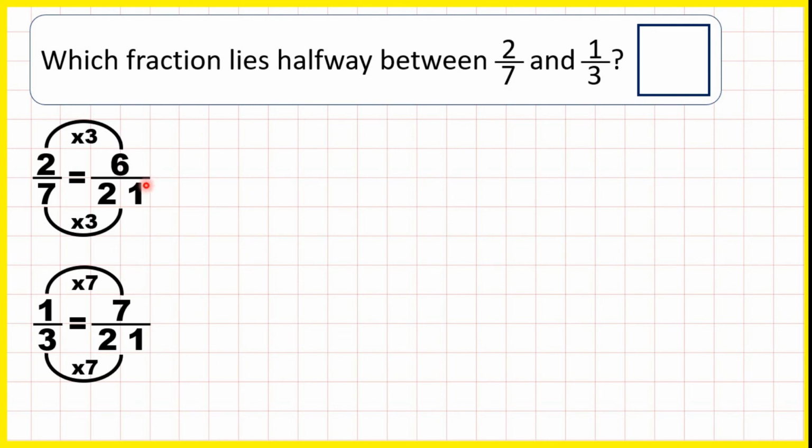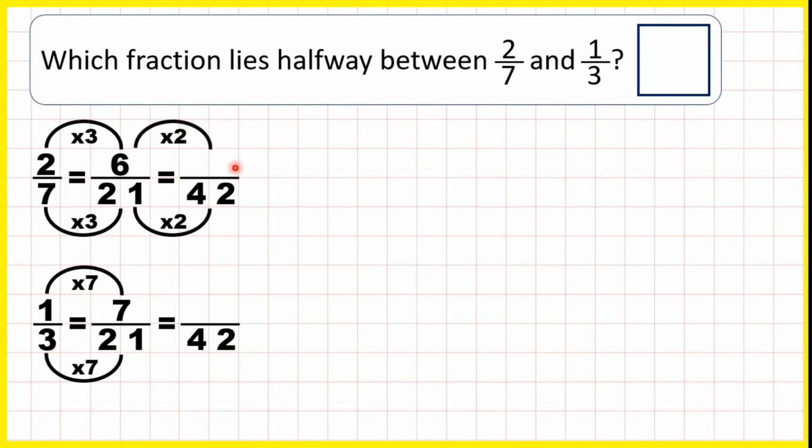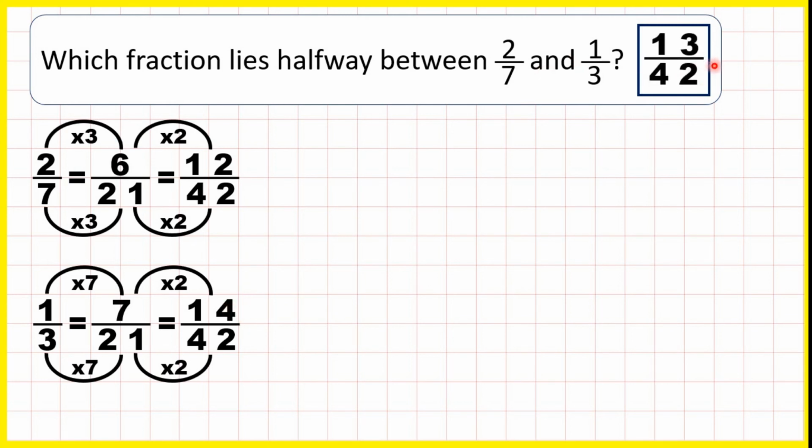Now this is tricky. You know that halfway between 6 and 7 you have 6 and a half, but we can't write 6 and a half over 21. It's better, if we get this situation, to just find more equivalent fractions. So if we double 21, we get 42. So 21 times 2 is 42. 6 times 2 is 12. Again, 21 times 2 is 42. 7 times 2 is 14. So now we can see the midpoint. We've got 12 over 42 and 14 over 42. So the midpoint is 13 over 42.